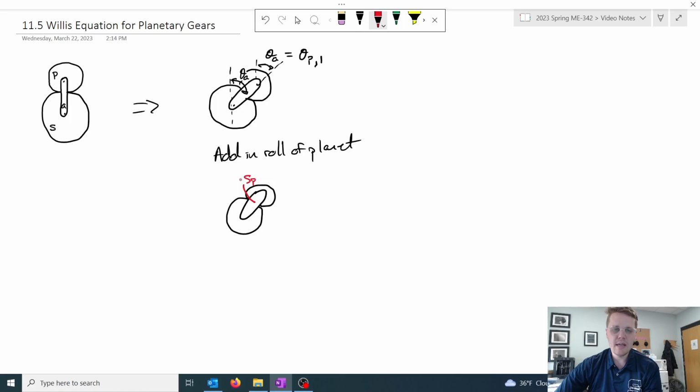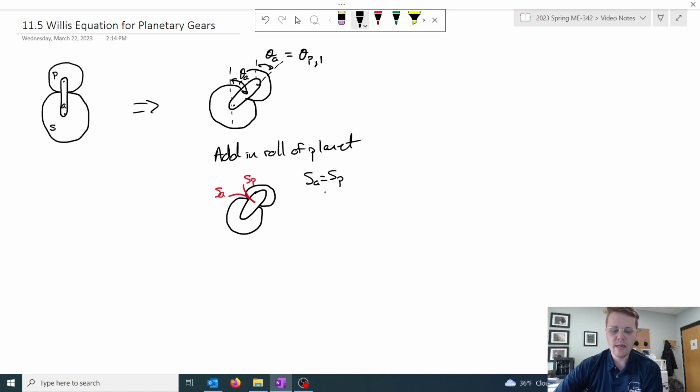And as that planet rolls around the sun, the arm will also traverse a path. So I'm going to take a point on the arm at the intersection between the sun and the planet, and that will traverse a path that mirrors the arced path of the planetary gear. So we'll call that S A. And because these 2 points intersect, then by definition, S A and S P have to be the same. So those must be equal to each other.